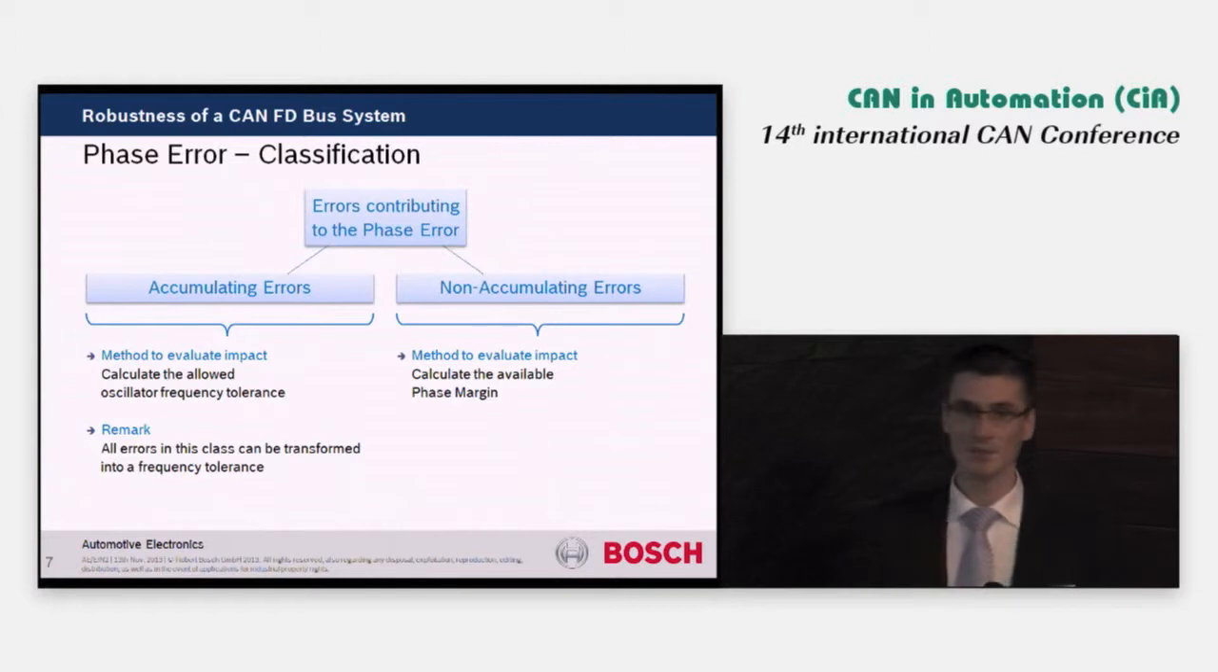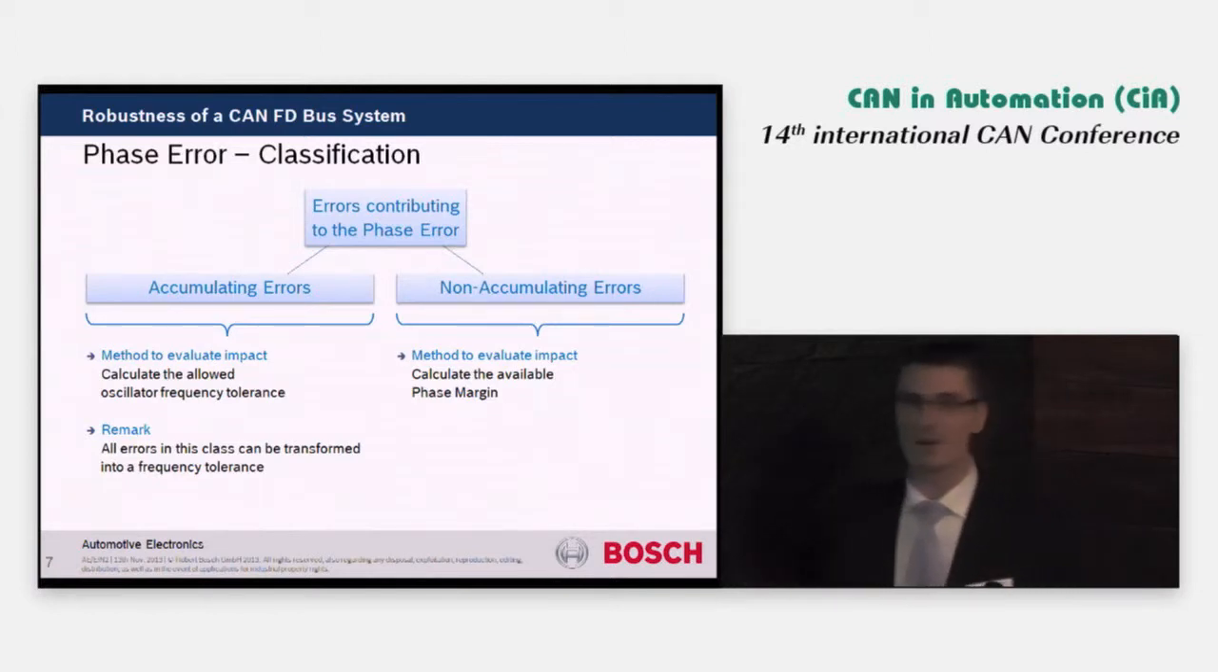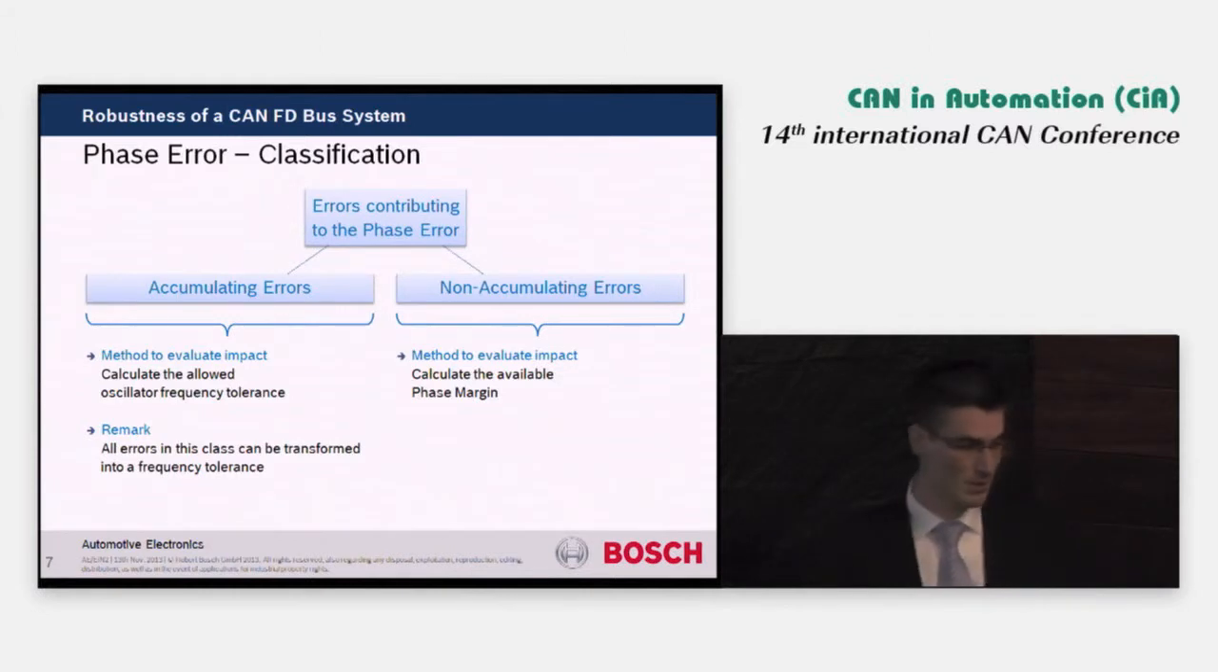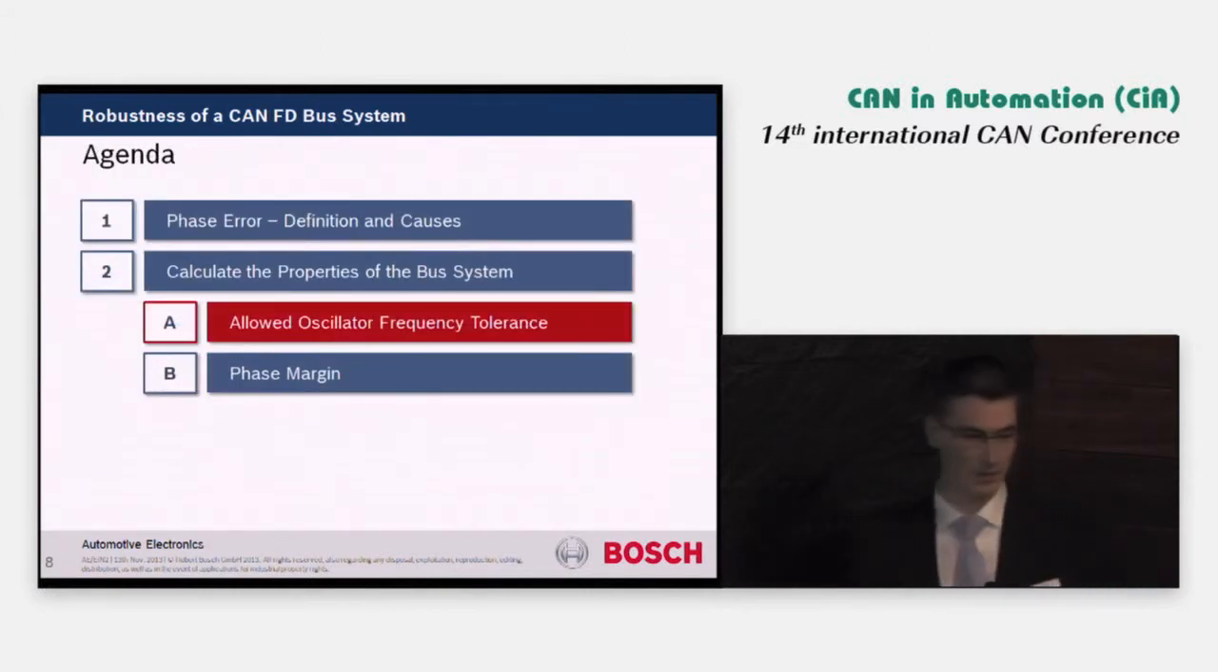And so the rest of the presentation again has two parts. The one part will handle the oscillator tolerance calculation, and the other one the phase margin calculation. So we come to the allowed oscillator tolerance in a CAN FD bus system.